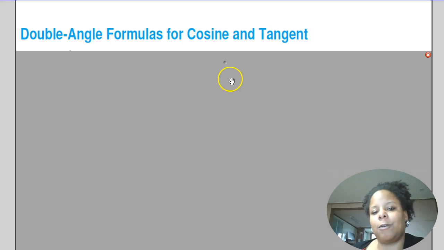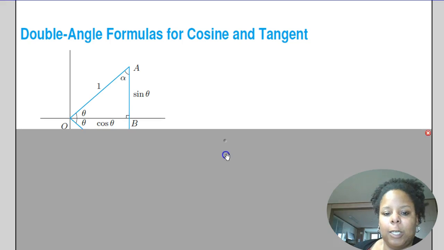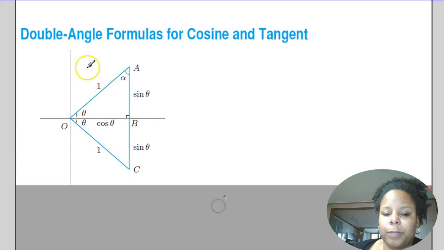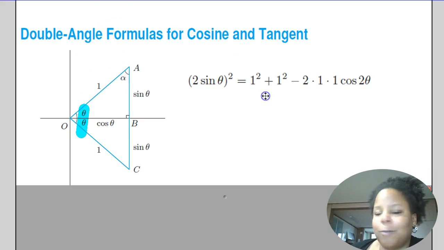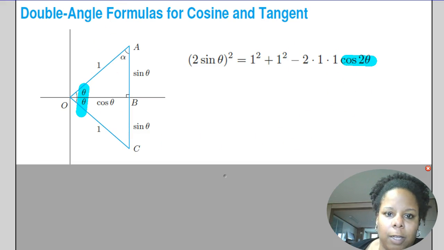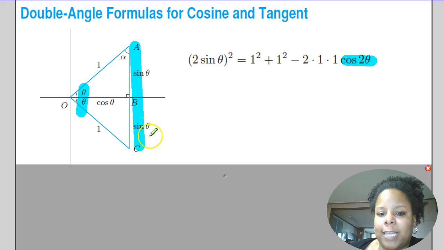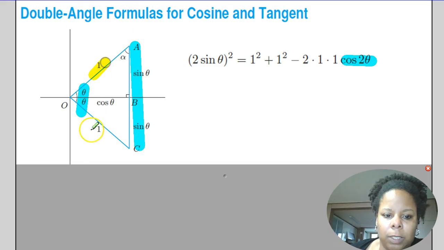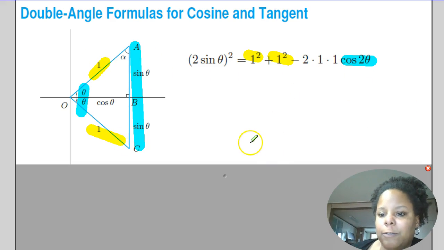A couple more double angles, but instead of for sine, for cosine. We're using the same exact isosceles triangle, but this time we are going to use the law of cosines. If I want to find the cosine of this particular angle, I could use the law of cosines. So if I'm trying to find the cosine of 2 theta, it's the side across, which is 2 sine theta, squared, equal to the other two sides squared, this and this, minus 2 times the product of the two sides times the cosine of 2 theta.